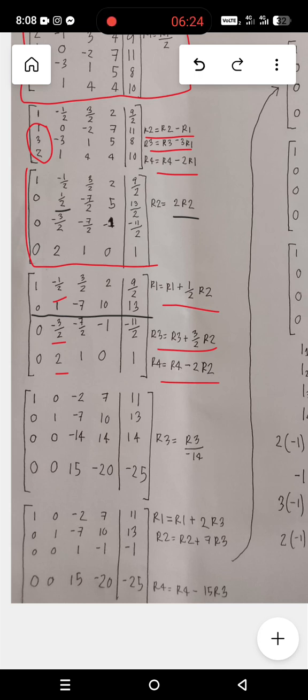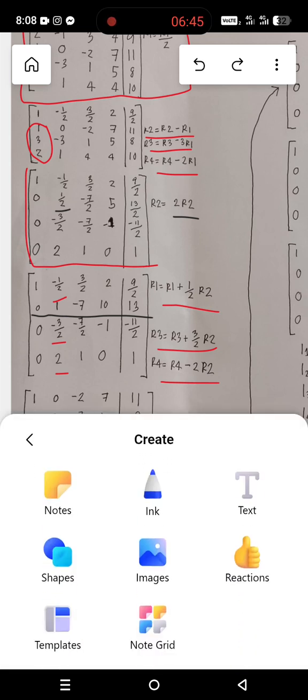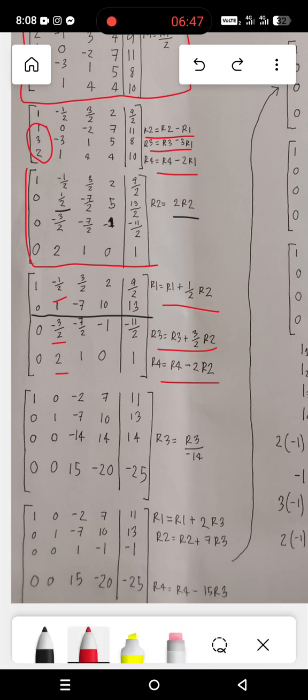And for the value in R4, it is R4 minus 2 R2. 2 times the value of R2, which is 1, is 2. 2 minus 2 is equal to 0. So that is our guide for this column. And the result of doing that is this.